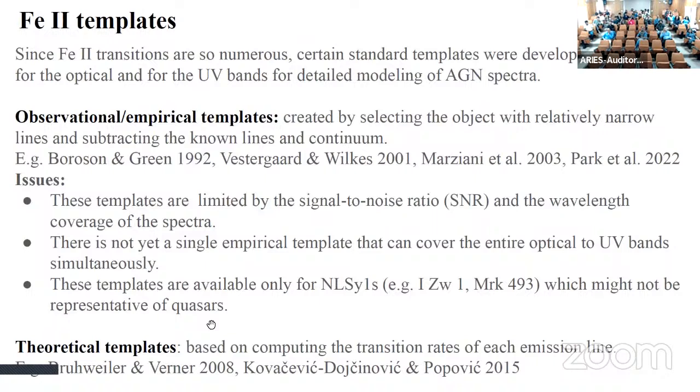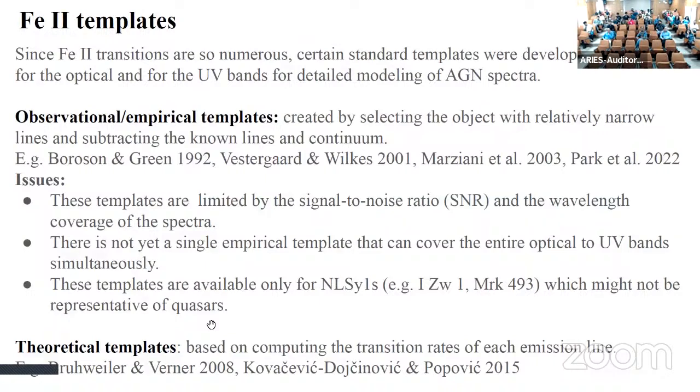There are two types of templates available. First is the observational template, which we call the empirical templates. They are formed from the spectra, mainly of narrow line Seyferts, because they have narrow lines, so you can easily identify each individual line. Then you remove all the individual lines and the continuum emission, and whatever residual is there is considered to be Fe2. In this way, they make an Fe2 template.